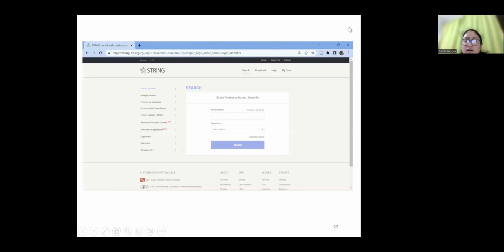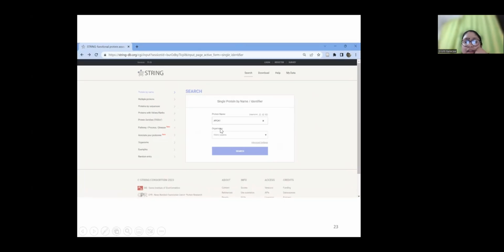Okay, so this is how the homepage of STRING looks. You have these different options. You can go for a single protein or multiple proteins. You can even try sequences, different values and ranks, like you saw E value, P value, and these are families. So these are how the different things come.